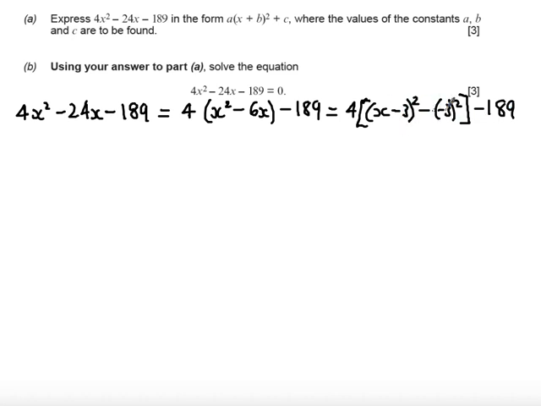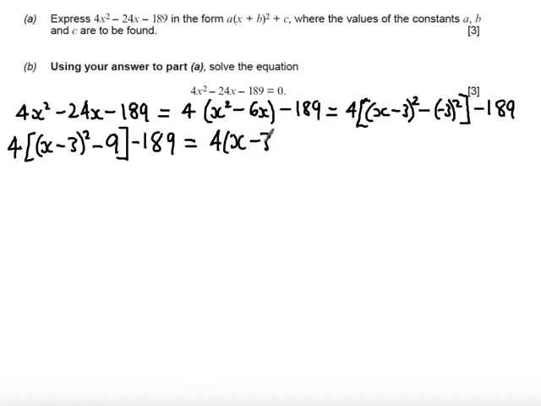Okay, I'm going to tidy up inside this bracket. I'm going to tidy up the squared term. So I get 4[(x minus 3) squared minus 9] minus 189. Now I'm going to expand the square bracket, so I'm going to do 4 times this bracket and 4 times the minus 9. So I get 4(x minus 3) squared minus 36 minus 189.